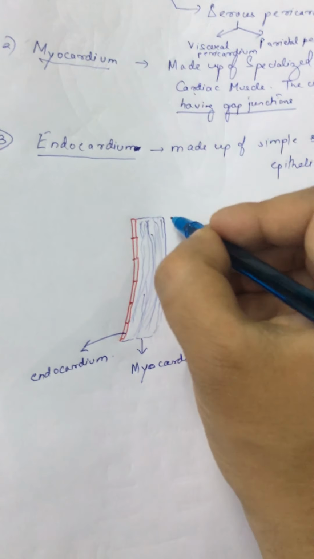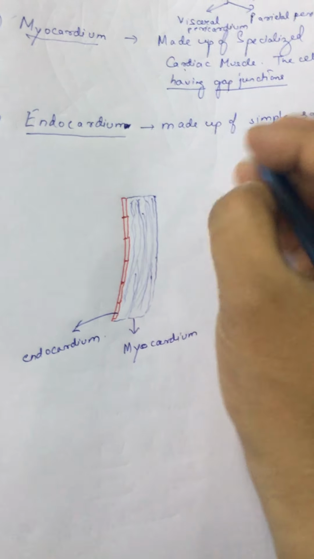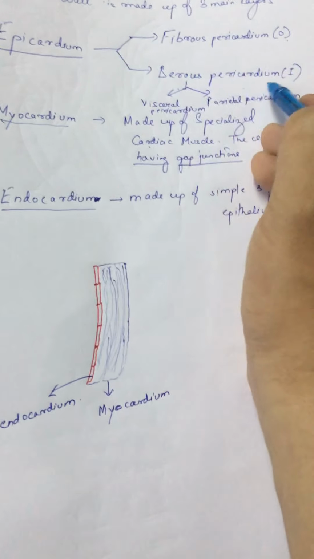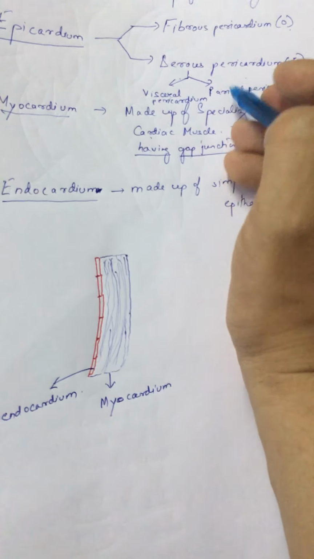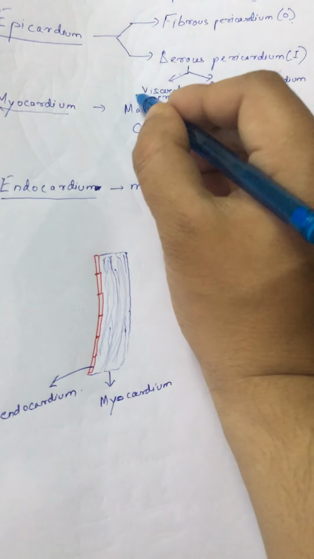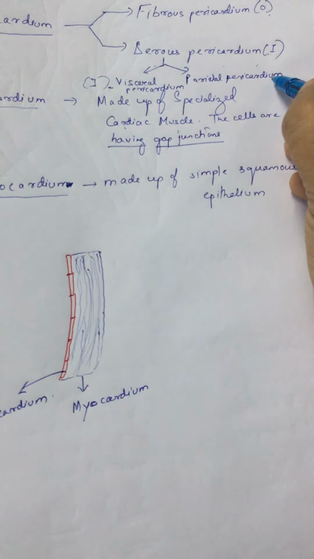The next layer that will be present is the epicardium, and as I told, the epicardium has two layers. One is called the serous pericardium, and the other is called the fibrous pericardium. The serous pericardium is in the innermost layer, and it is again made up of two sublayers. The innermost is the visceral pericardium, and the outermost is the parietal pericardium.